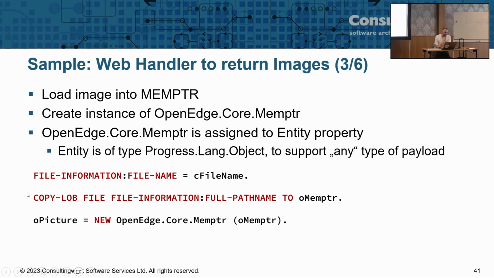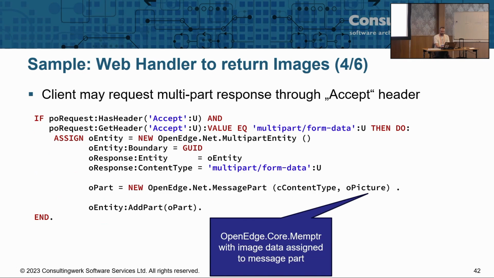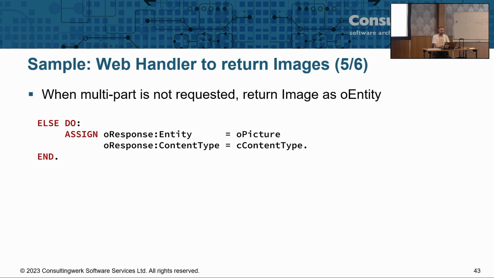Right, so what we see below, we get a file based on the file name. We do a copy lob to the mem pointer object, and the O picture is then a new openedge.core.mem pointer. Oh, this is not an object. This is a primitive data type with a wrong prefix. Right, and then we can just use the response entity and assign the picture to there. That will return the picture to a client.